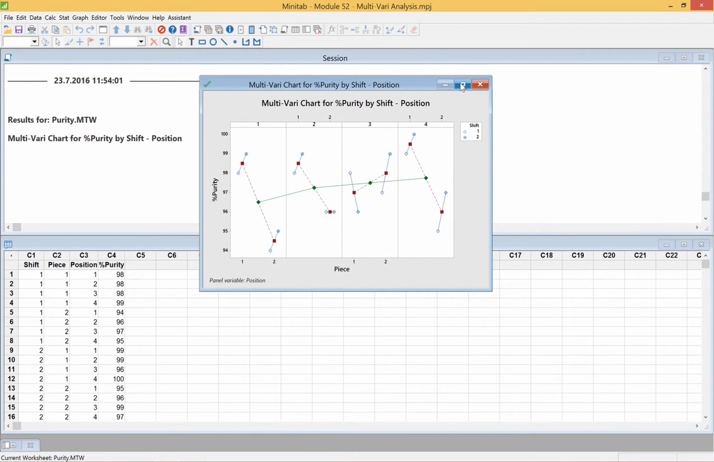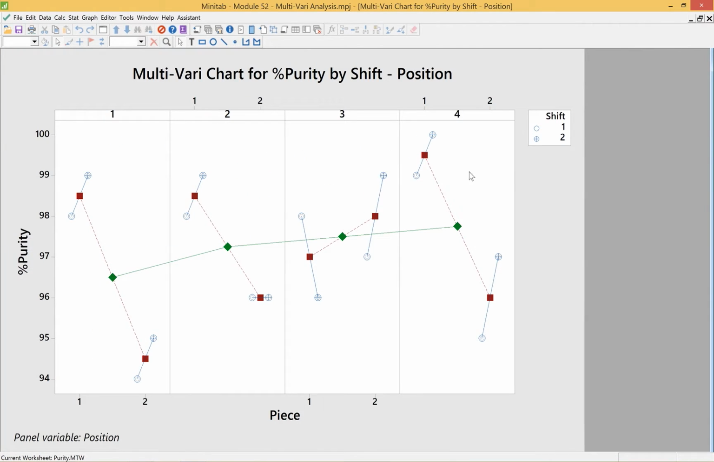Now, this output is a little difficult to understand. What I see is I have different pieces, so it's piece 1 and piece 2. So this is one sample, another sample. And then here are the different shifts. So this is shift 1 and shift 2. And then the different positions. So position 1, 2, 3, and 4.